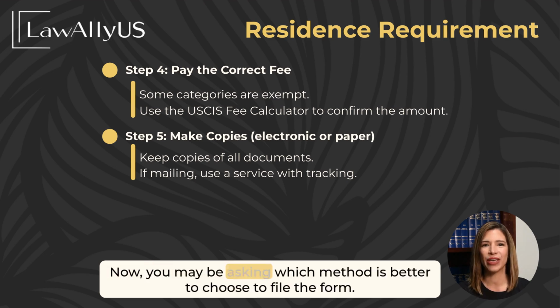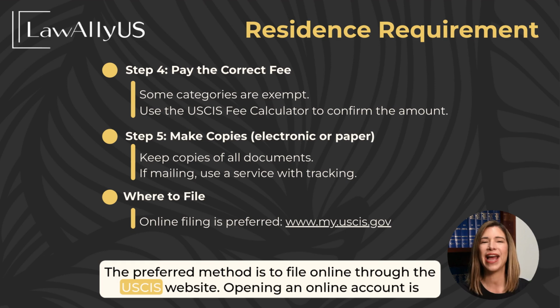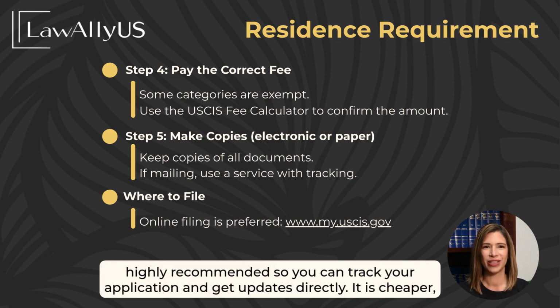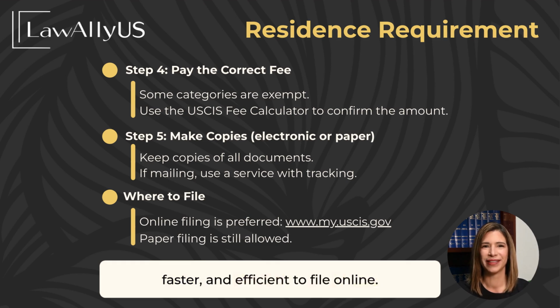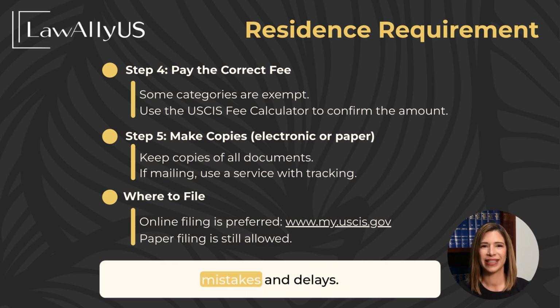Now, you may be asking which method is better to choose to file the form. The preferred method is to file online through the USCIS website. Opening an online account is highly recommended so you can track your application and get updates directly. It is cheaper, faster, and efficient to file online. Paper filing by mail is still an option, but make sure you follow the form's instructions to avoid mistakes and delays.